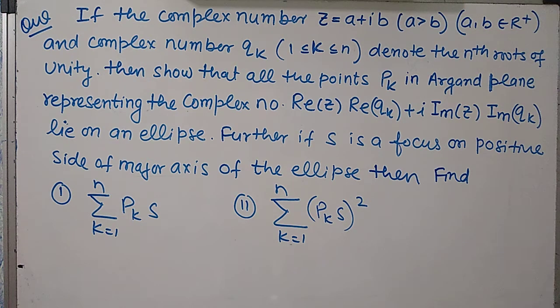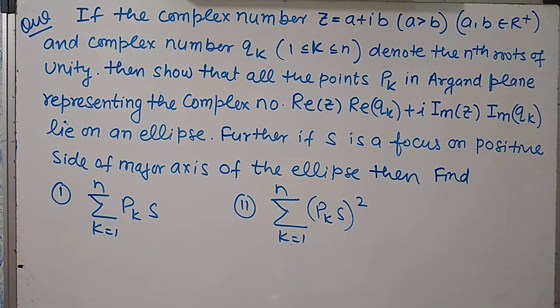The question is: if the complex number z equals a plus ib, a greater than b, where a, b belong to the positive reals, and the complex numbers qk, k lying in the closed interval 1 to n, denote the nth roots of unity, then show that all the points pk in the Argand plane representing the complex number real part of z times real part of qk plus iota times imaginary part of z times imaginary part of qk lie on an ellipse. Further, if S is a focus on the positive side of the major axis of the ellipse, then find sigma k equal to 1 to n of pks.